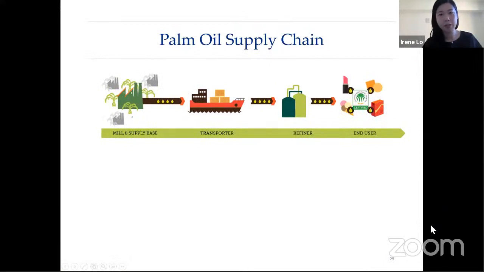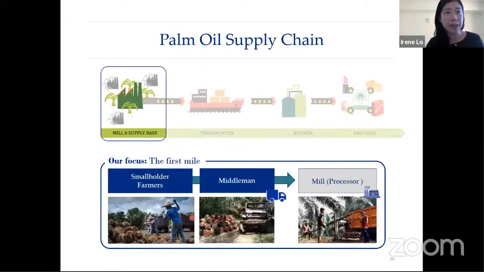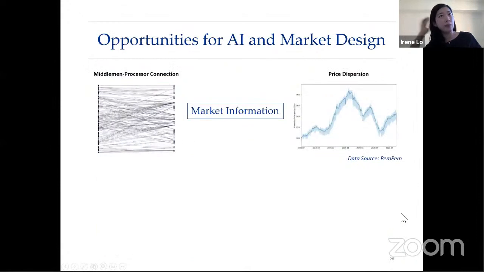Okay, and so just to highlight the work that we're doing there, we were focusing on this first mile of the supply chain. And what I mean by the first mile is the smallholder farmers who grow the fruit, and the transportation middlemen who transport the fruit to the mills that process the fruit. And together with my collaborators, we found quite a lot of opportunities for AI and market design in this space.